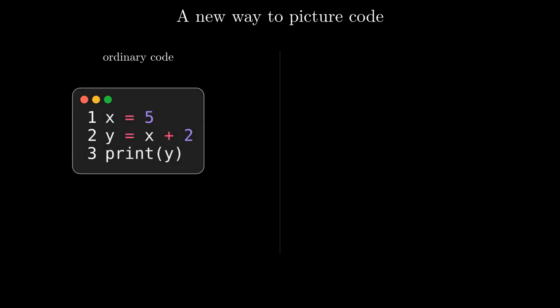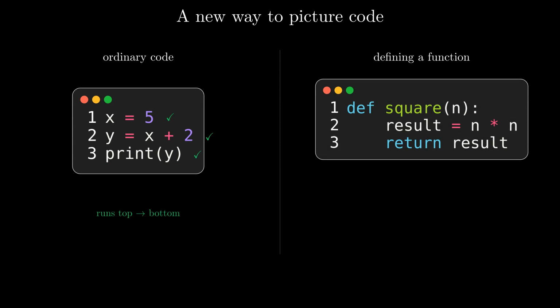To use functions, you have to shift how you picture code running. Until now, a Python file has run straight down the page, top to bottom, one line after another, and every line executed the moment it was reached. Defining a function breaks that habit.